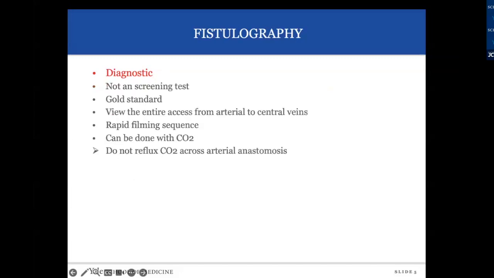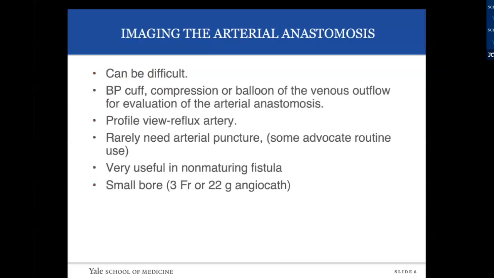So eventually the fistulogram that we do is the gold standard to take care of these patients. And it can be done a variety of ways, and we're going to go through that. If the patient is allergic to contrast, you can use CO2. However, you don't want to do the CO2 close to the arterial anastomosis, but you could evaluate the patient's fistula in the arm or lower extremity if it is placed there with CO2.